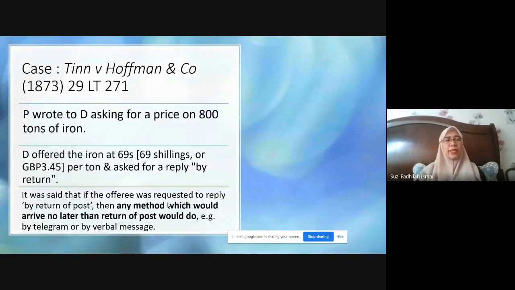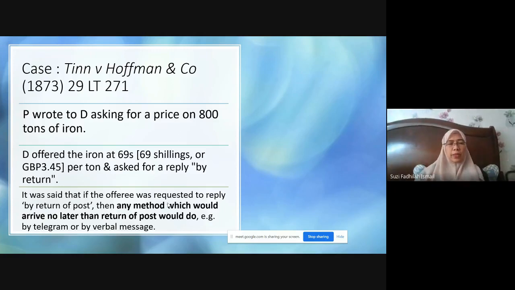So we have a look at the case here, a very old case, Tinn v Hoffman. The plaintiff wrote to the defendant asking for a price of certain irons, and the defendant gave the specific price, making the offer at a specific price here. And when the defendant made the offer, he asked for a reply by return. By return here means return of post. It's like a short form. By return means return of post, in those days, those centuries.